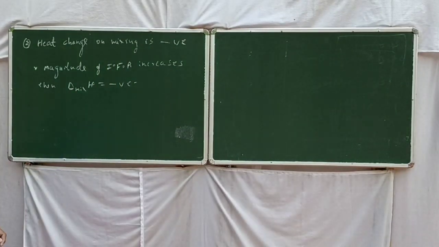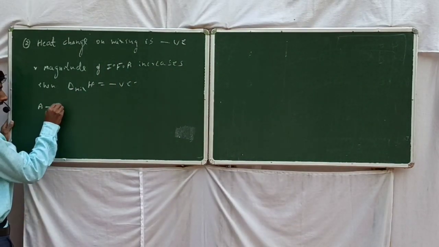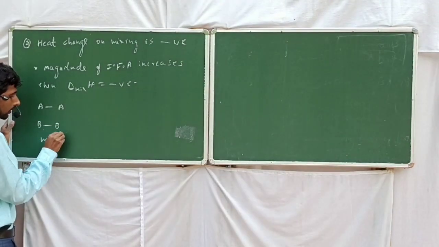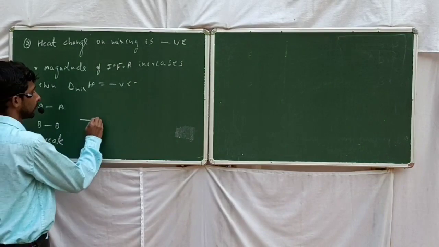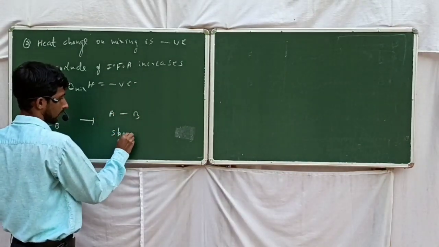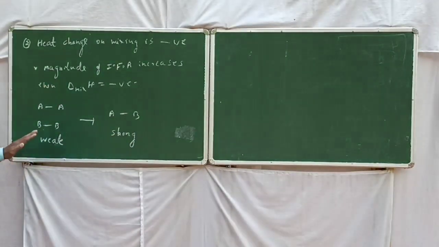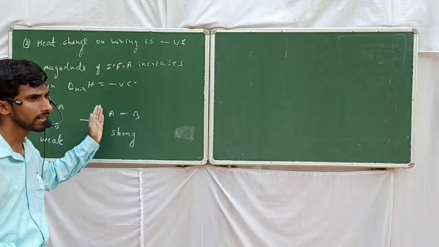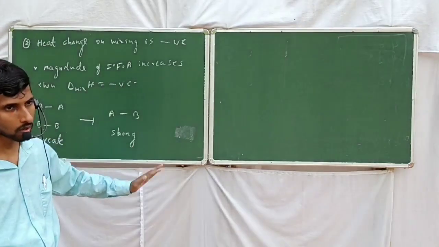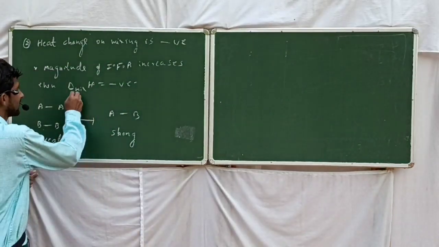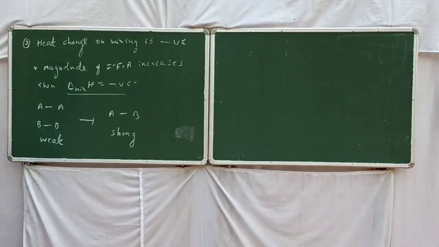Okay, so between A and B we have weak intermolecular forces of attraction. Once you mix them, that will form solution AB. We have strong intermolecular force of attraction. Clearly you can observe, initially weak intermolecular force of attraction. Once you mix, there will be formation of it. So there will be establishment of a very strong intermolecular force of attraction. So in that case, delta H mix is negative.